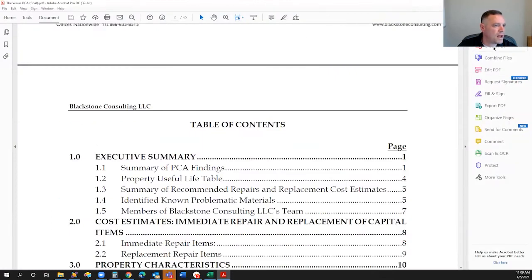All right. Right now I have a PCA, property condition assessment form up. Can everybody see that? Just put it in the chat. Yes, if you can see that. Yes. All right. Excellent.